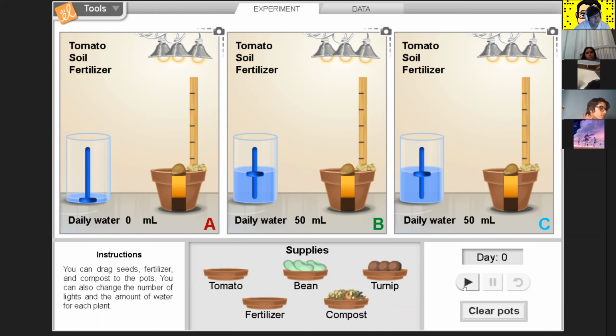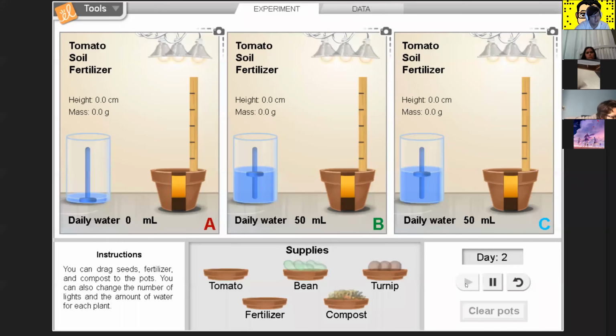You ready to see? Yeah. All right, let's see what's going to happen in our experiment. Which plant do you think is going to grow tallest? In what group, B or C or A? Well, B. B and C kind of look the same, so they should grow about the same? Yeah. Who's going to have the shortest plant? A. A is probably going to be behind. Okay, so let's check it out. Let's play it.